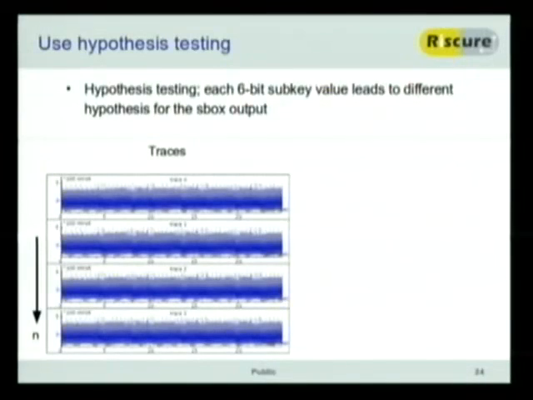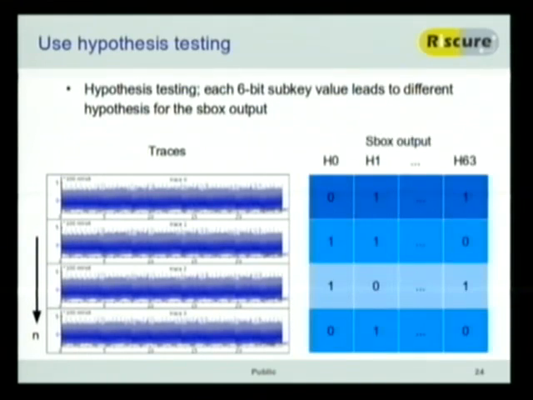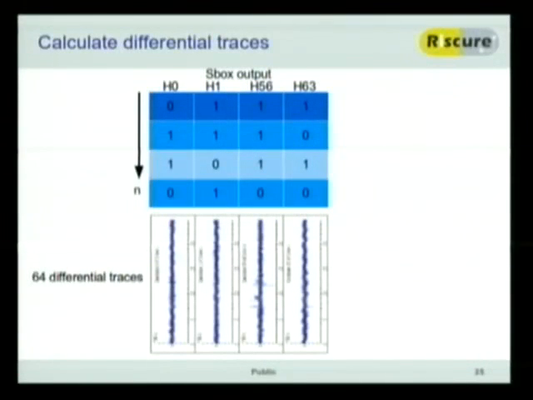So this is again the hypothesis testing I've been talking about before. We take n traces, and each of these 6-bit subkeys leads to a different hypothesis for the S box output. So we're going to end up with 64 hypotheses, of which one must be right. One of the subkeys must be the right subkey. And we're just going to calculate a differential trace for each of these 64 possibilities. Now, what you get is this nicely twisted number of traces. I'll flip them around for you, but this is just to show that we have n traces, but we always end up with 64 differential traces.